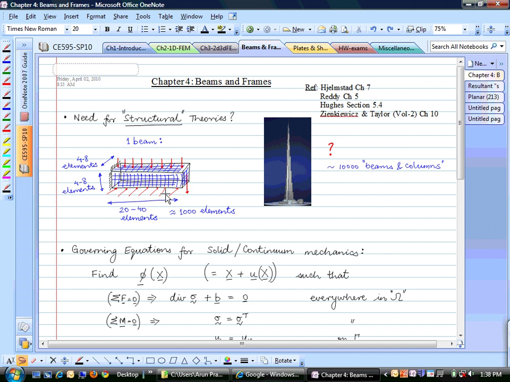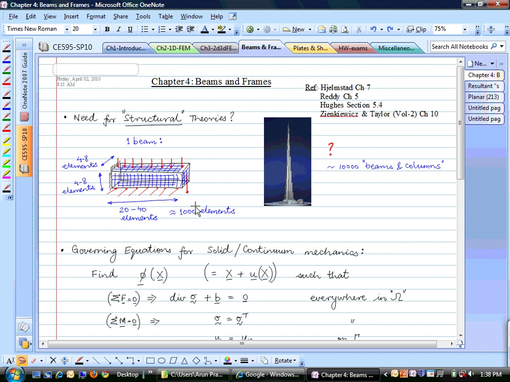So you can imagine if you have tens of thousands of beams or columns, each beam or column is discretized with 1,000 elements. You have 100 million elements in this building now. So 100 million elements is about, let's say, the same number of nodes. Each node has 3 degrees of freedom. So you can see that the problem size will just blow up like anything.